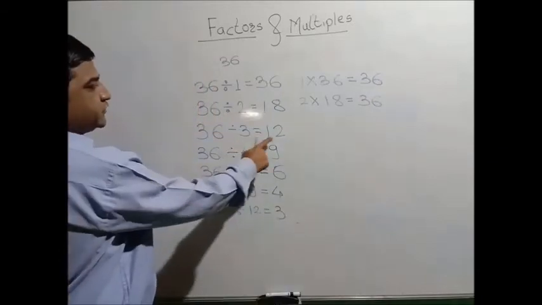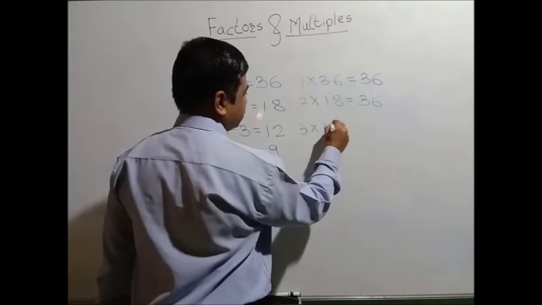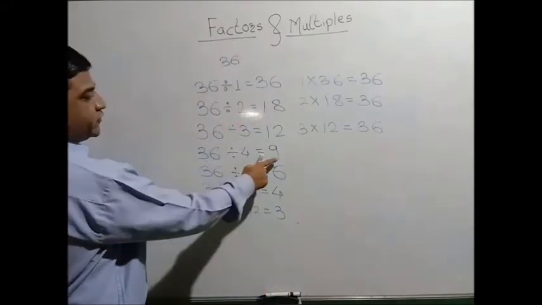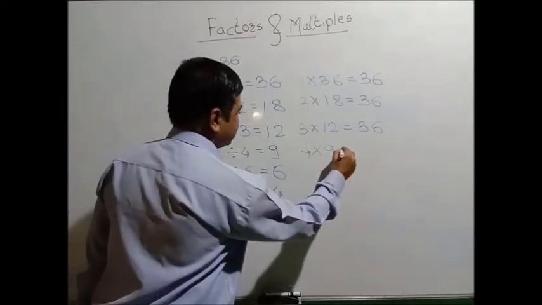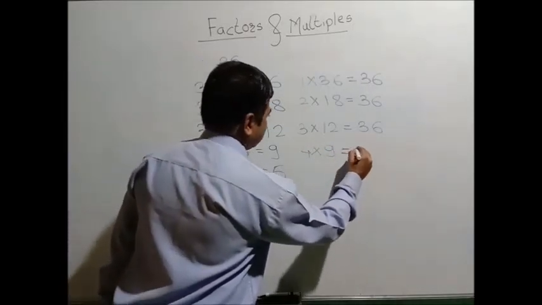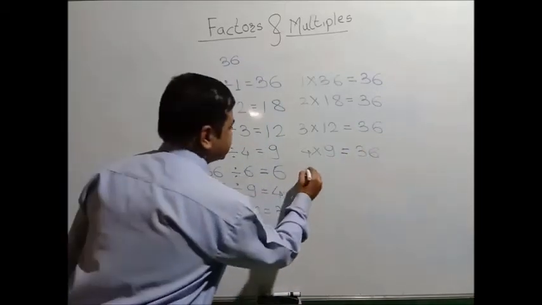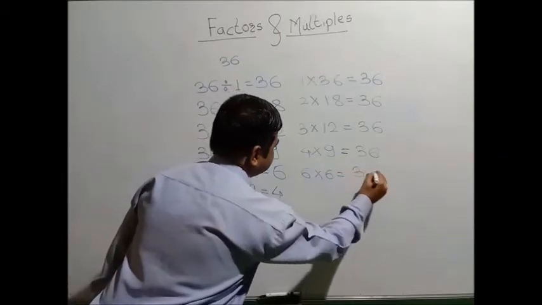Next, 3 multiplied by 12 is 36. 4 for 9 times, what will I get? 4 for 9 times, I will get 36 again. Okay, now 6 for 6 times, again I will get 36.